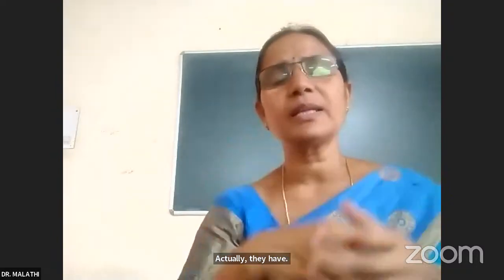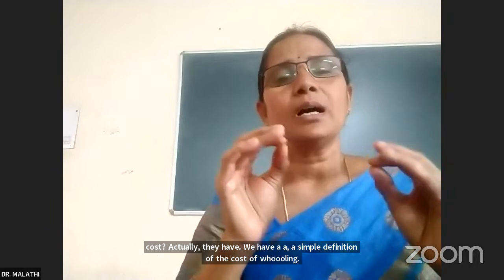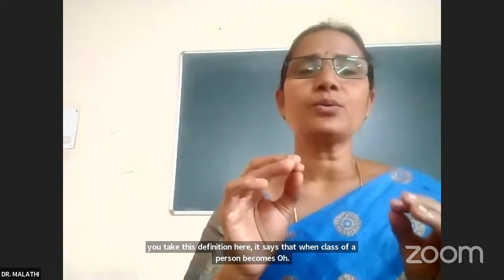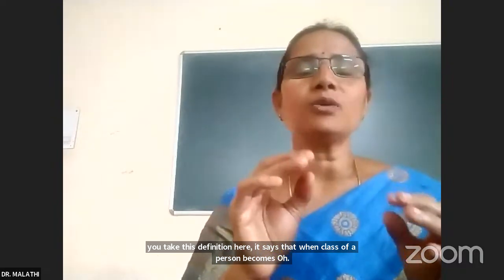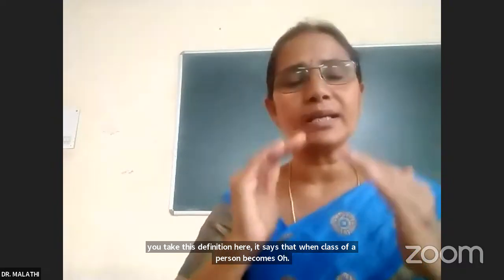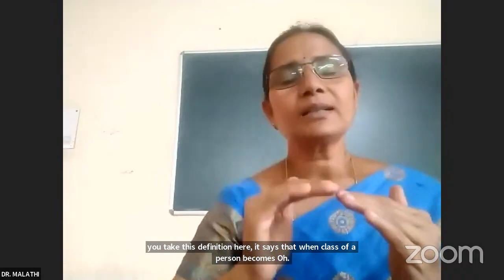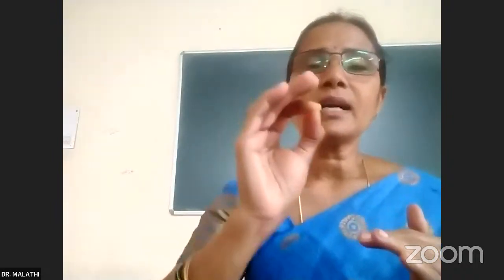What is this caste actually? We have what is called a simple definition of the caste by C.H. Phule. When you take this definition here, it says that when the class of a person becomes hereditary. I repeat once again, according to C.H. Phule, when the class identity or the class status of a person becomes hereditary, then that hereditary group can be traced or called as the caste group.